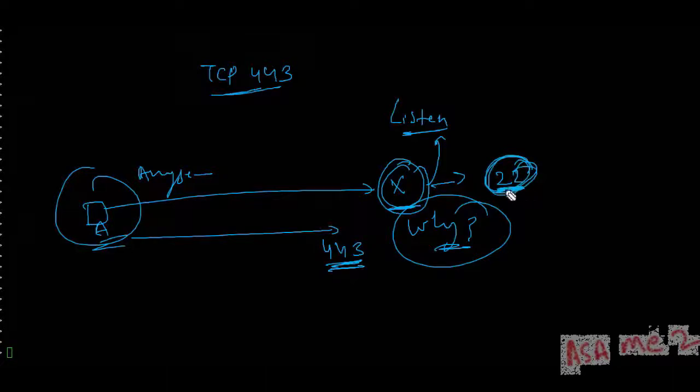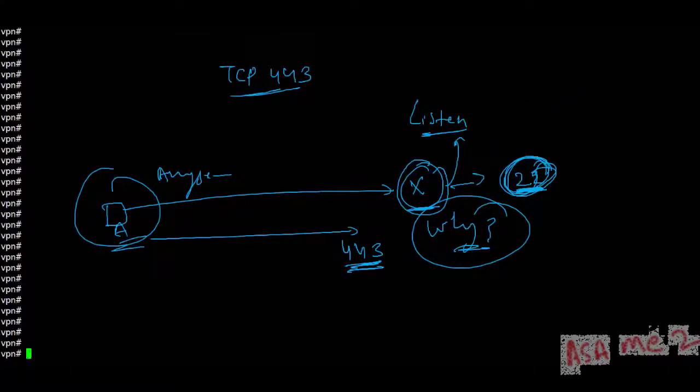So if I go back to my ASA and check the ports that it's listening on, there will be port 22, because my ASA is listening on port 22. That's why it's accepting SSH connections. So how do we check what ports the ASA is listening on? You can say show asp table socket.